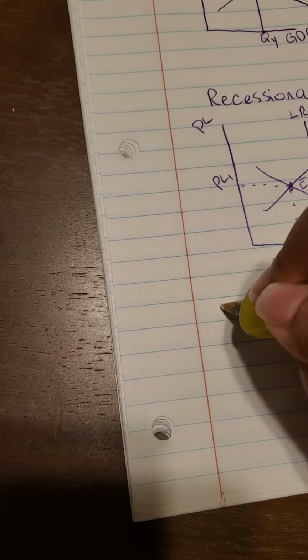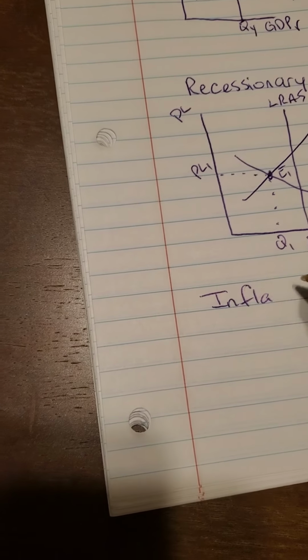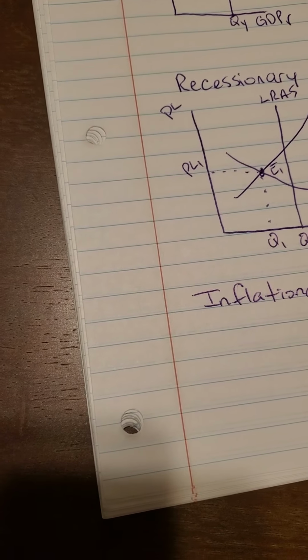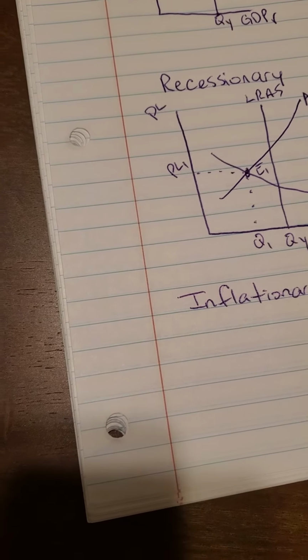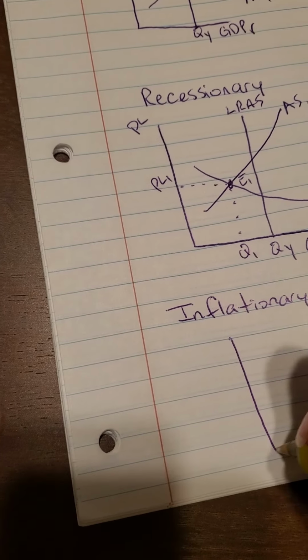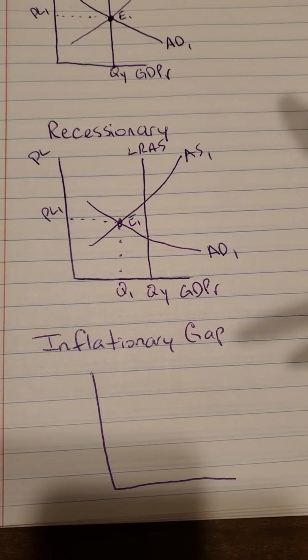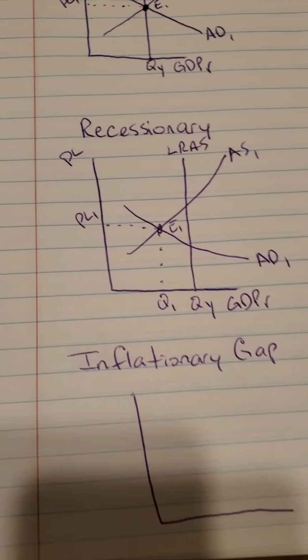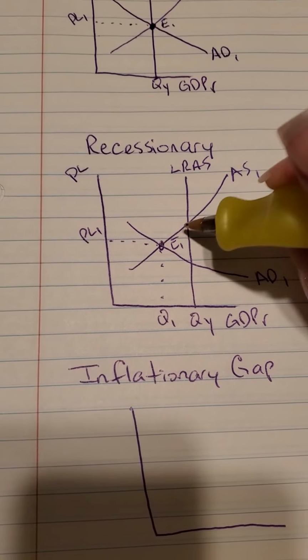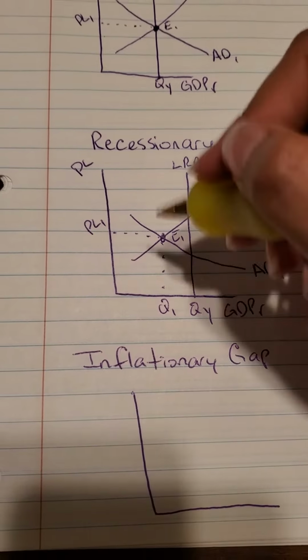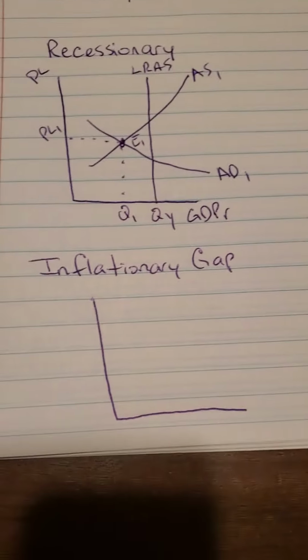Then we have an inflationary gap. So when I ask you to start an economy at a recessionary gap, this is where you start. There shouldn't be an equilibrium on the LRAS and then the E1. No, I just want to see one equilibrium starting at the recessionary gap.